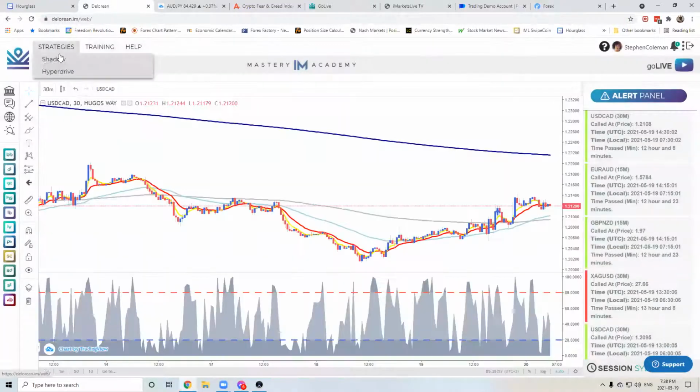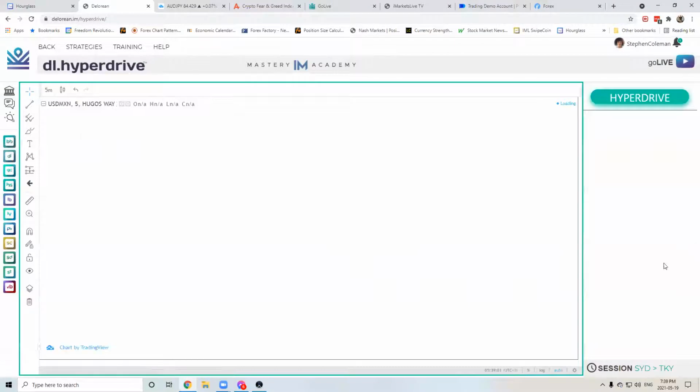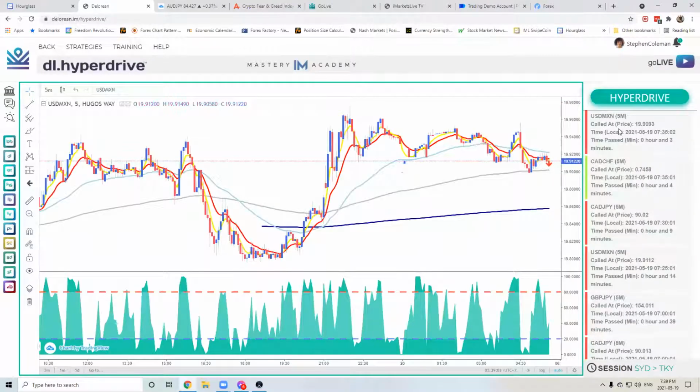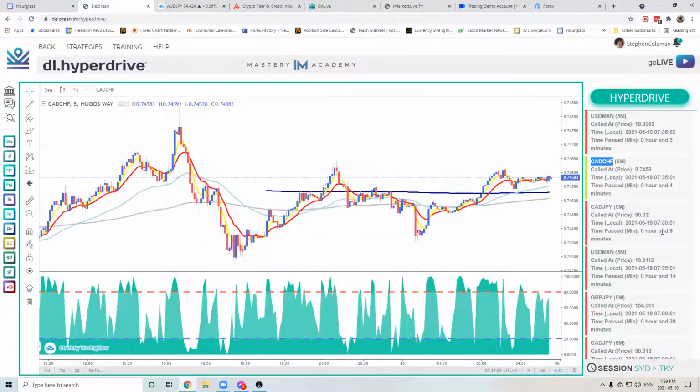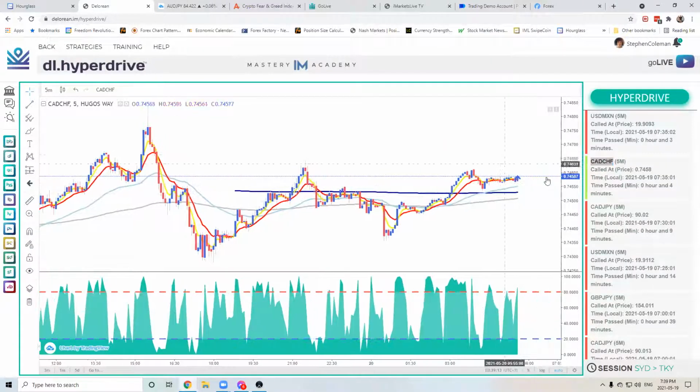I just got to get into Hyperdrive here. Okay, there we go. Oh, look at this. Mexican peso. Unfortunately, our brokers don't. Ooh, CAD chief. That looks familiar, doesn't it? Okay. CAD JPY. So the Canadian dollar is creating quite a few DeLoreans here.